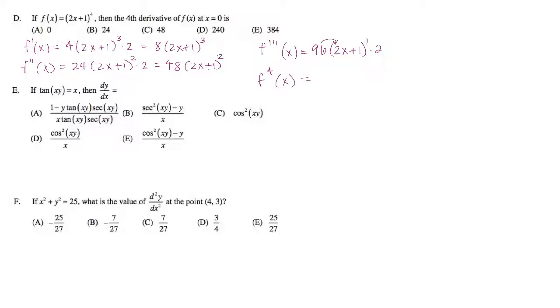If we multiply here and then there, we have our slope of our line, which is the same thing as the derivative, so it's going to be 384, which is answer choice E.